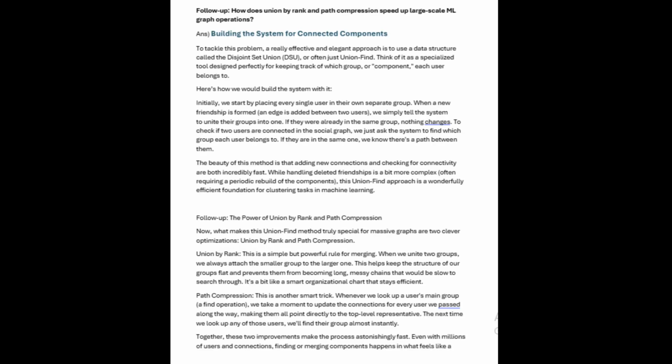Question 4. Build a system to support efficient merging and querying of connected user components in a social graph, as edges are added or deleted, for clustering and ML. Follow up. How does union by rank and path compression speed up large-scale ML graph operations?